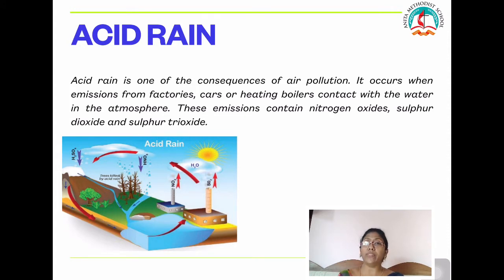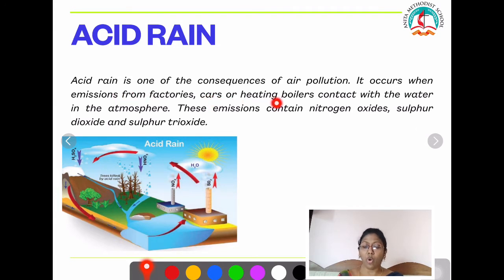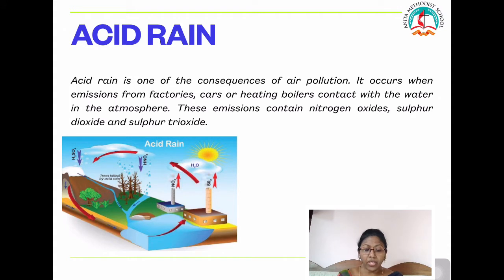Acid rain is one of the consequences of air pollution. It occurs when emissions from factories, cars or heating boilers come into contact with the water in the atmosphere. These emissions contain nitrogen oxides, sulfur dioxide and sulfur trioxide. These emissions mix with the water and become sulfurous acid, nitric acid and sulfuric acid. This process also occurs naturally through volcanic eruption. It can have harmful effects on plants, aquatic animals and infrastructure.